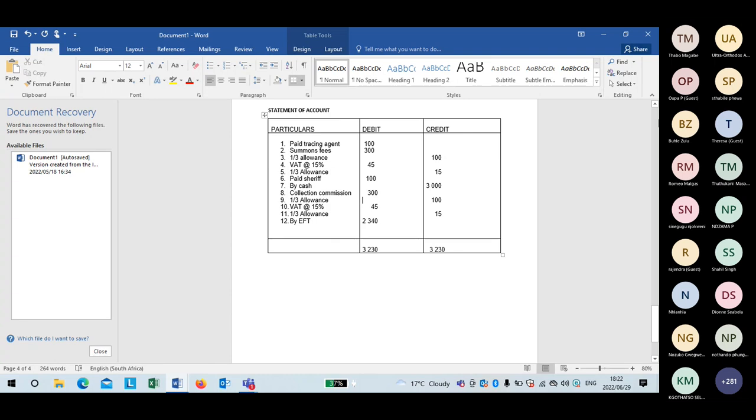How do we record this? What we do is we first determine the total allowances on fees, and then we determine the total allowances on VAT. Because these are fees and VAT to us, we will record in a book called a fees journal. We will go to the fees journal where we will credit fees and VAT and then debit the correspondent attorney.